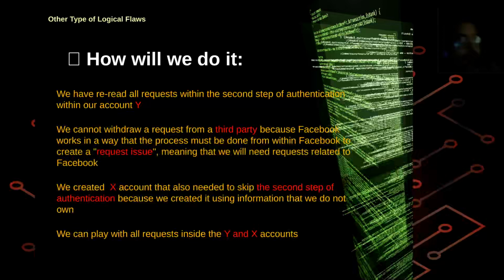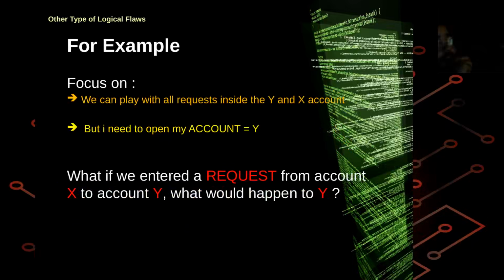So we created an account X that also needed to skip the second step of authentication, because we created it using information that we do not own. Then we can play with all requests inside the Y and X accounts. But I need to open my account Y. What if we anchored a request from account X to account Y? What would happen to account Y?